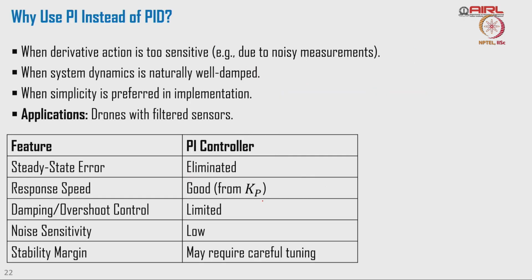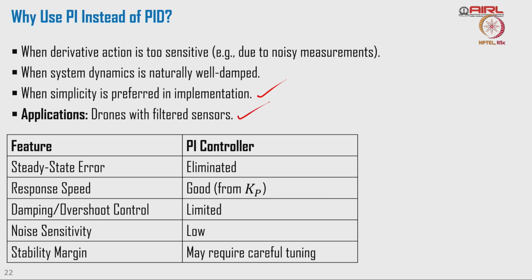Okay. So, why use PI instead of PID? When derivative action is too sensitive due to noisy measurements, then having a derivative control might be risky. When the system dynamics is naturally well damped, then we do not need the derivative component. In that way also we can rely on only PI controller and not on PID. Okay. Also, when simplicity is preferred in implementation, then we can go for PI control. Applications: drones with filtered sensors.